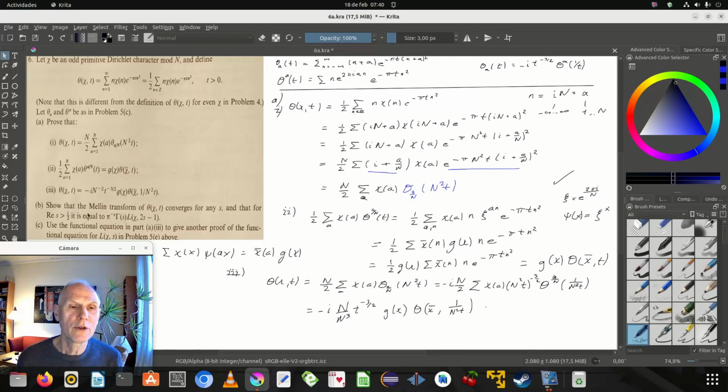To go to B, we need first to show that the Mellin transform is integrable, and of course for all s, so that requires that theta is a function of fast decrease towards naught and towards infinity. So it tends to zero faster than any rational function at naught and at infinity.